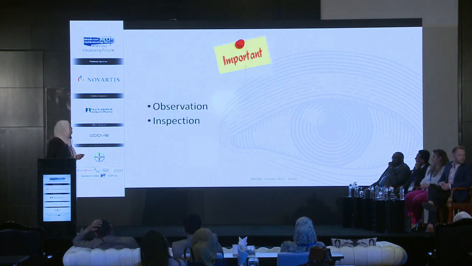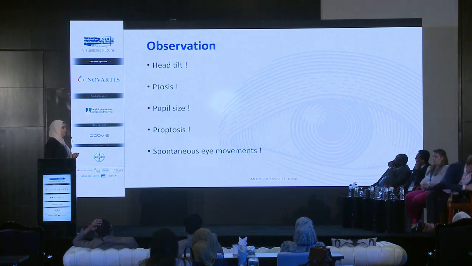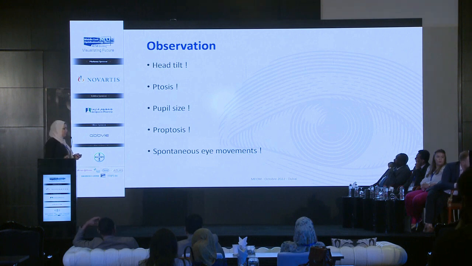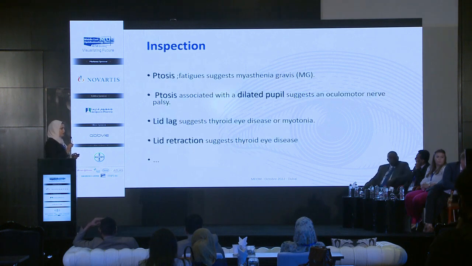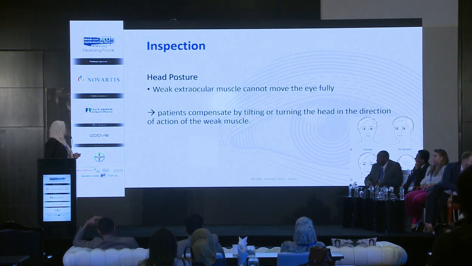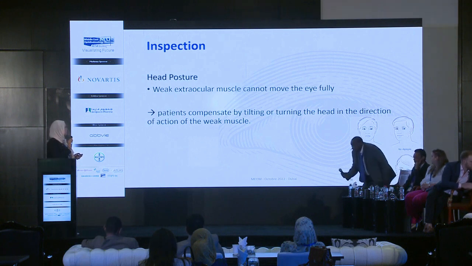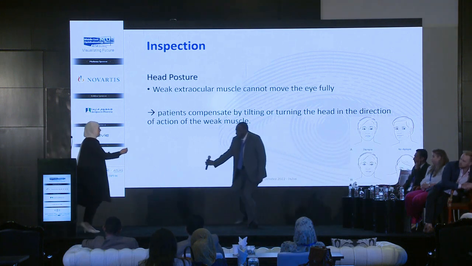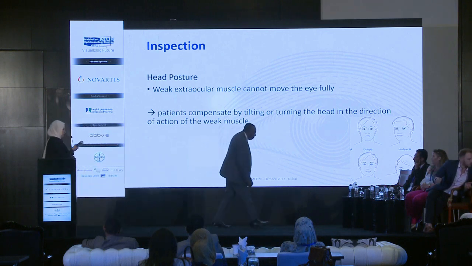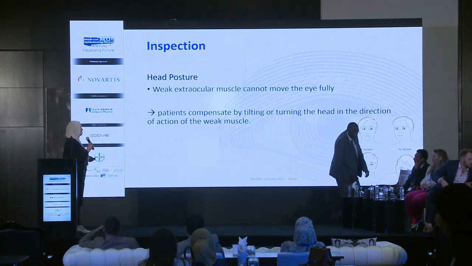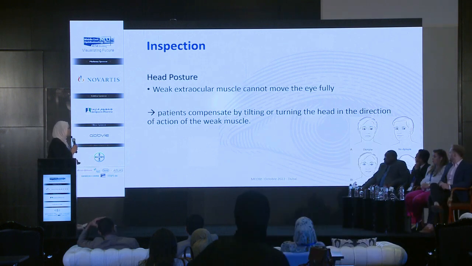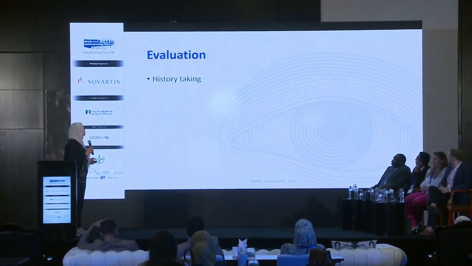The important part of the management is observation and inspection. In observation, we note head tilt, ptosis, difference in pupil size, proptosis, and spontaneous eye movement. The head posture arises when a weak extraocular muscle cannot move the eye fully. The patient compensates by tilting or turning the head in the direction of the weak muscle.